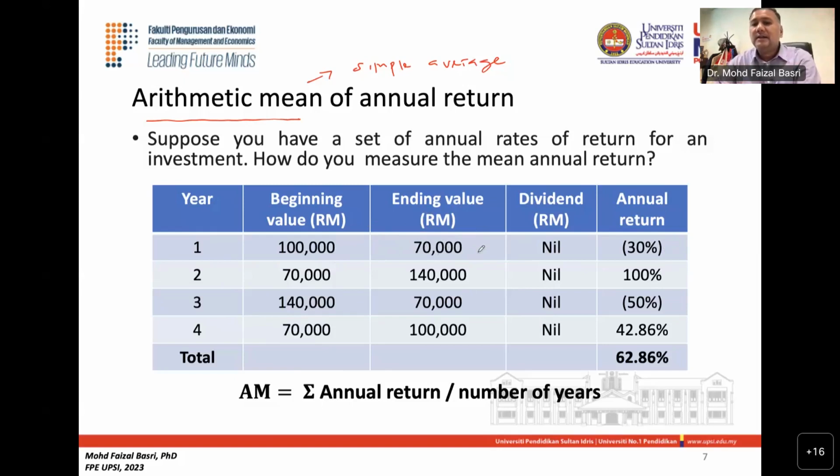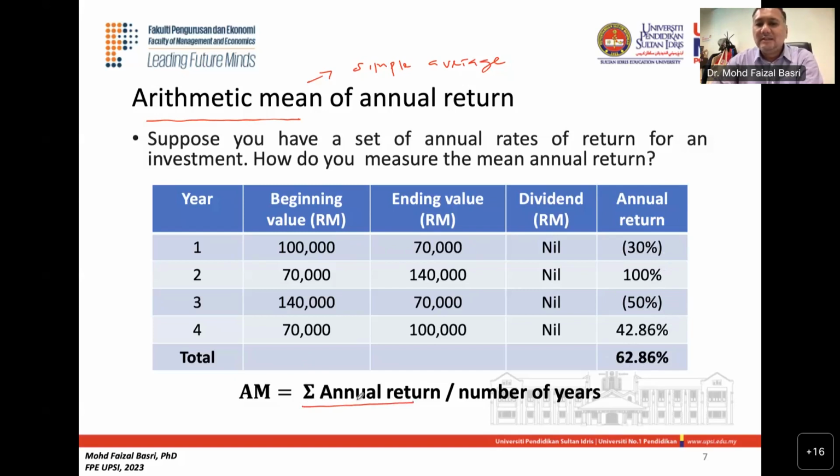Okay. So to find the average or the arithmetic mean, simply add all 4 years, because the formula is the sum of the annual returns. So you add all 4 years' returns. So negative 30 plus 100 plus negative 50 plus 42.86. So we get a total of 62.86%.